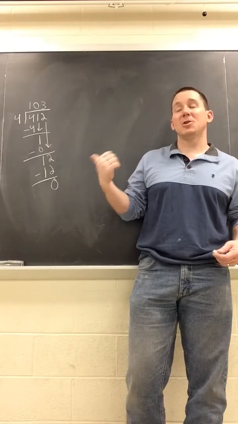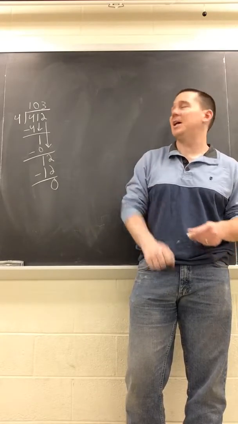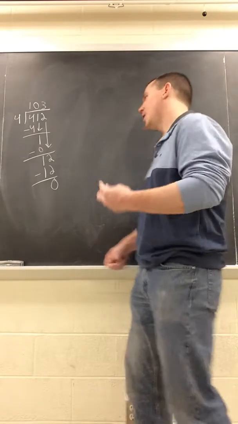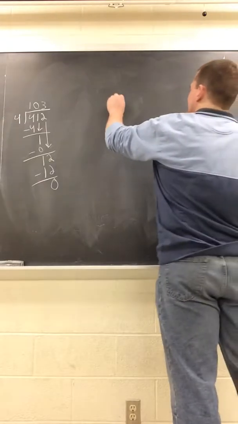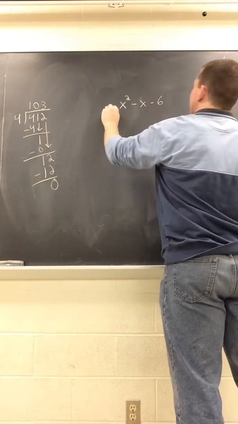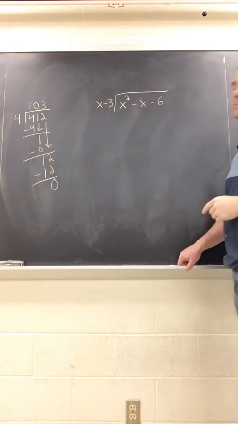Polynomial long division looks messier. It's no different than that. It's the exact same steps. It's called the division algorithm in math. It's division. It always works the same. So, to start off with, suppose we want to do this one. X squared minus x minus 6 divided by x minus 3.